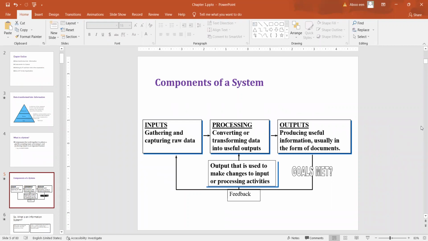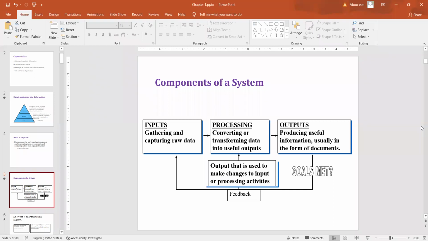Now look at these components of a system. As I mentioned earlier, there are related components in this system. The first component is input, the second is processing, the third is output. Input means gathering and capturing raw data like figures, facts, statistics, numbers, characters, symbols, and sounds. These are all kinds of raw data gathered and captured in the input component.